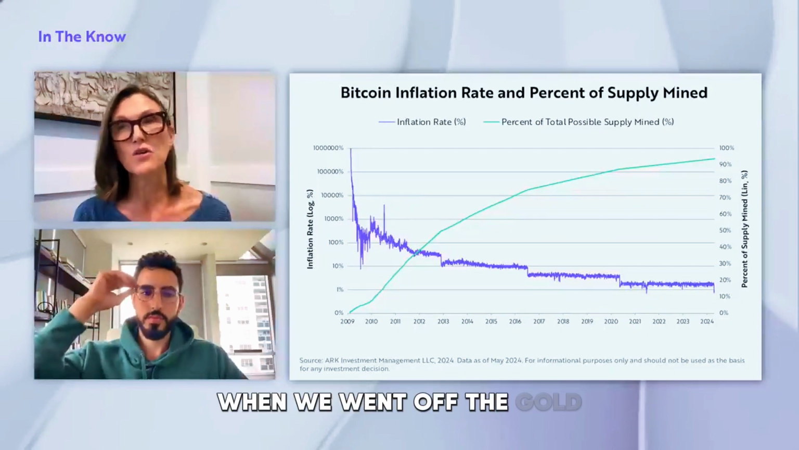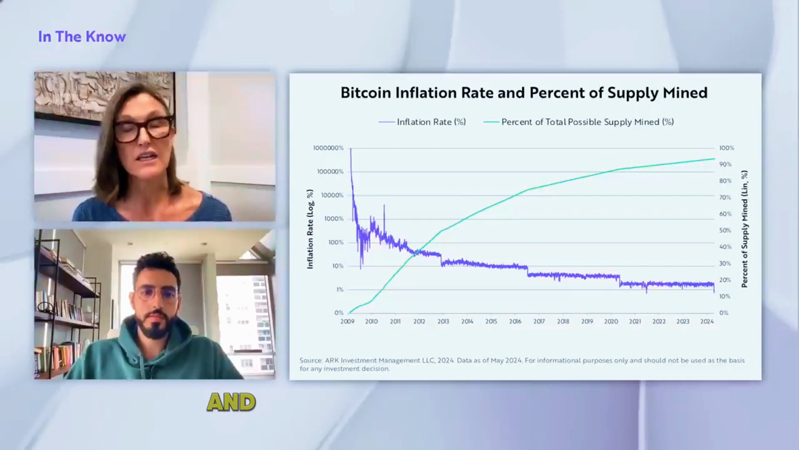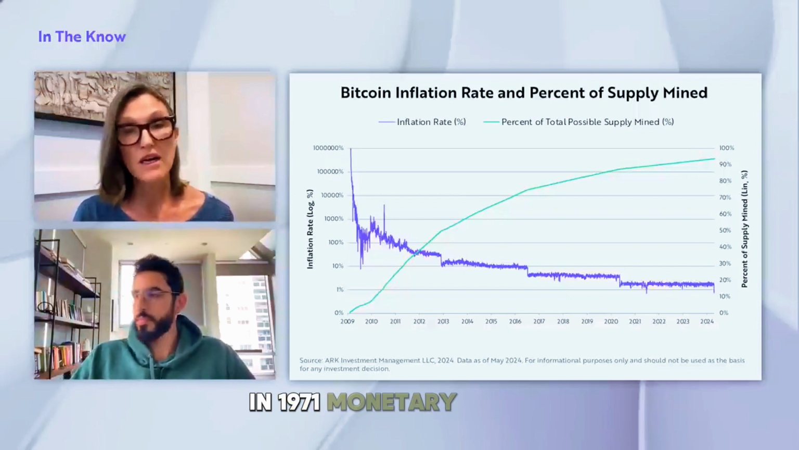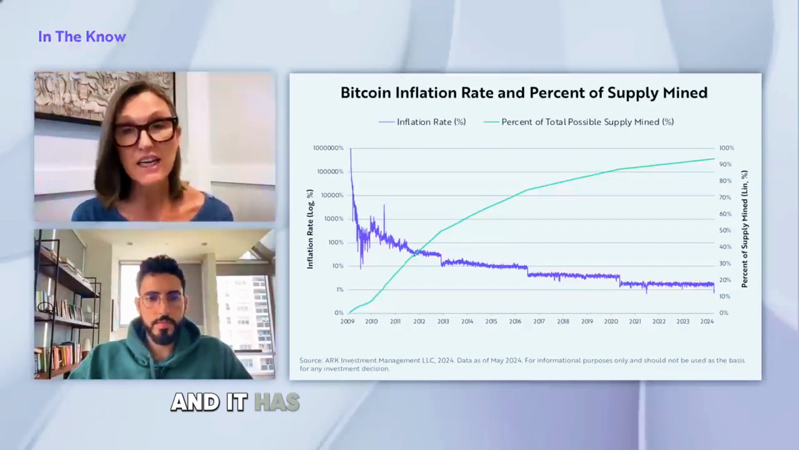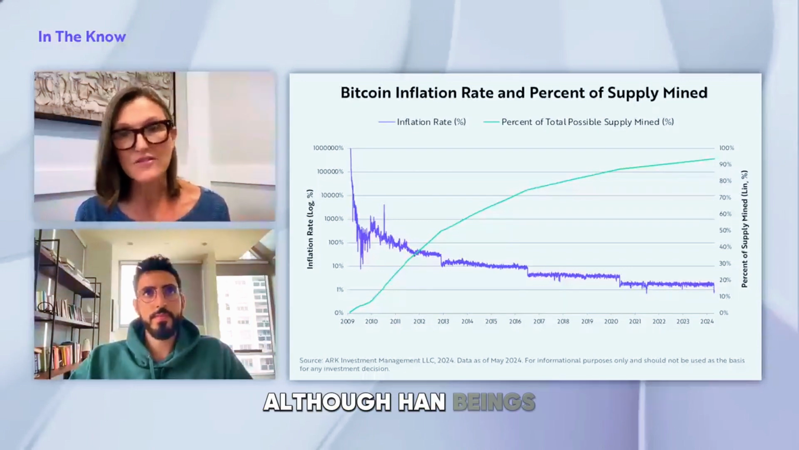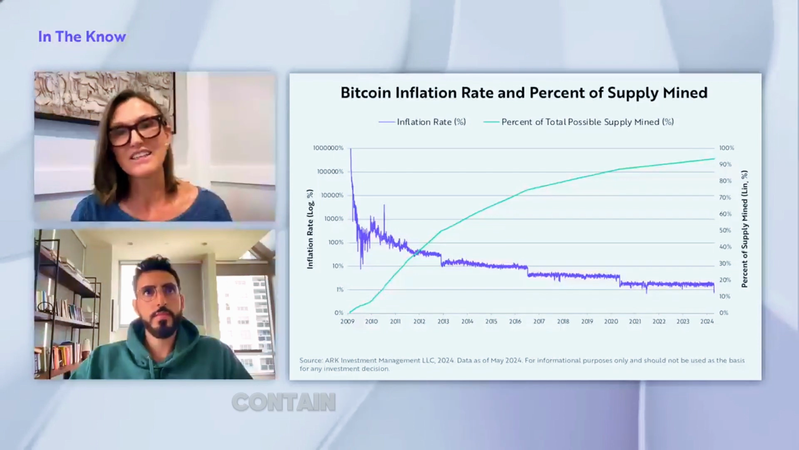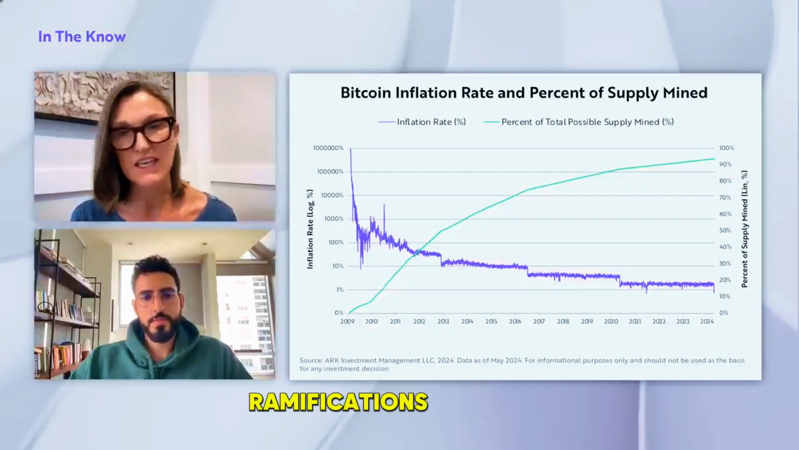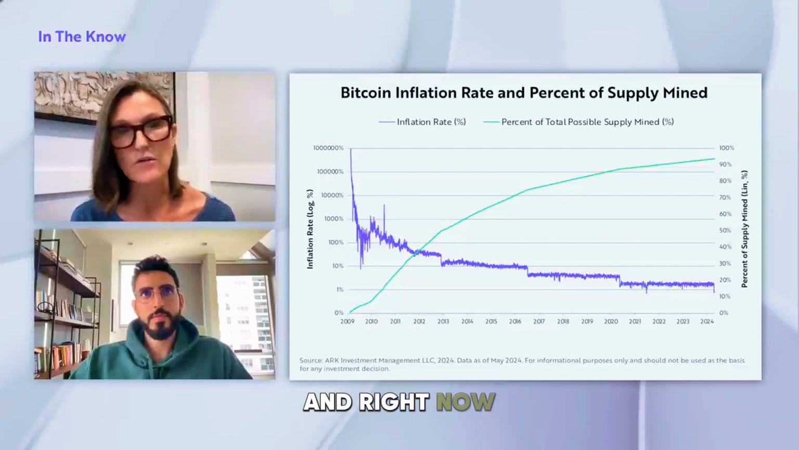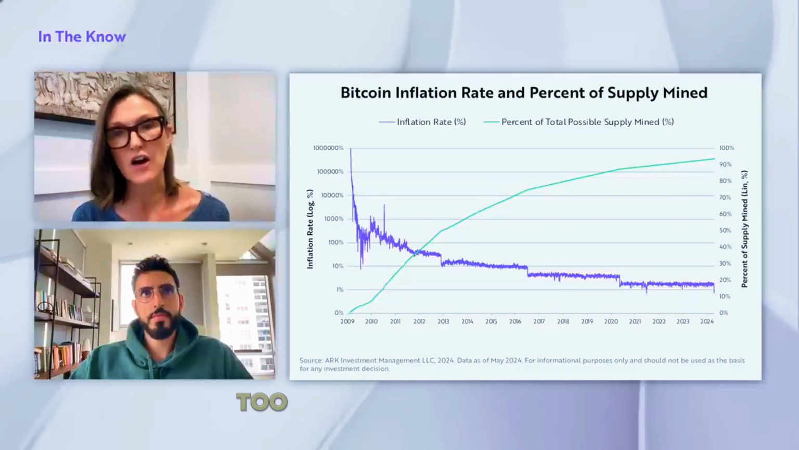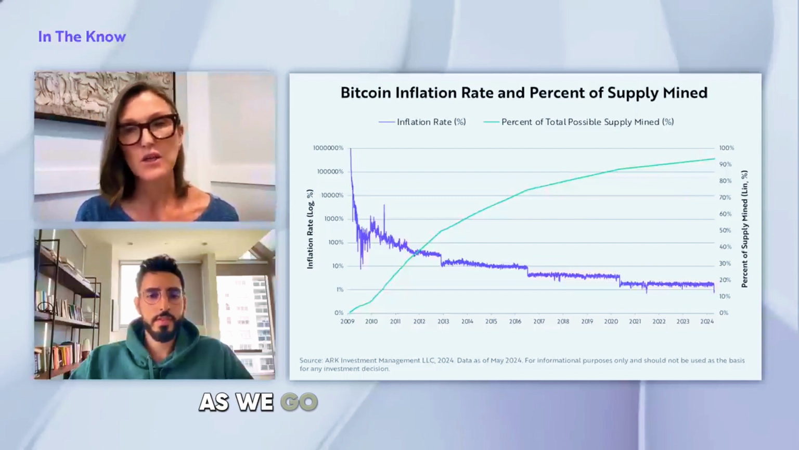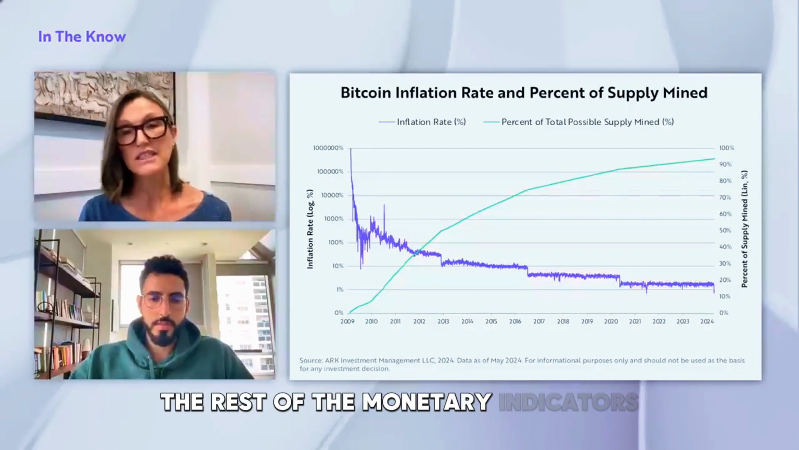When we went off the gold exchange standard and closed the gold window in the United States in 1971, monetary policy just became unhinged, and it has been unhinged ever since, although human beings have tried to contain the inflationary ramifications, and they take it too far both ways. And right now, we think they're taking it too far on the downside. And I'll get into that as we go through some of the rest of the monetary indicators and the economic and market indicators.